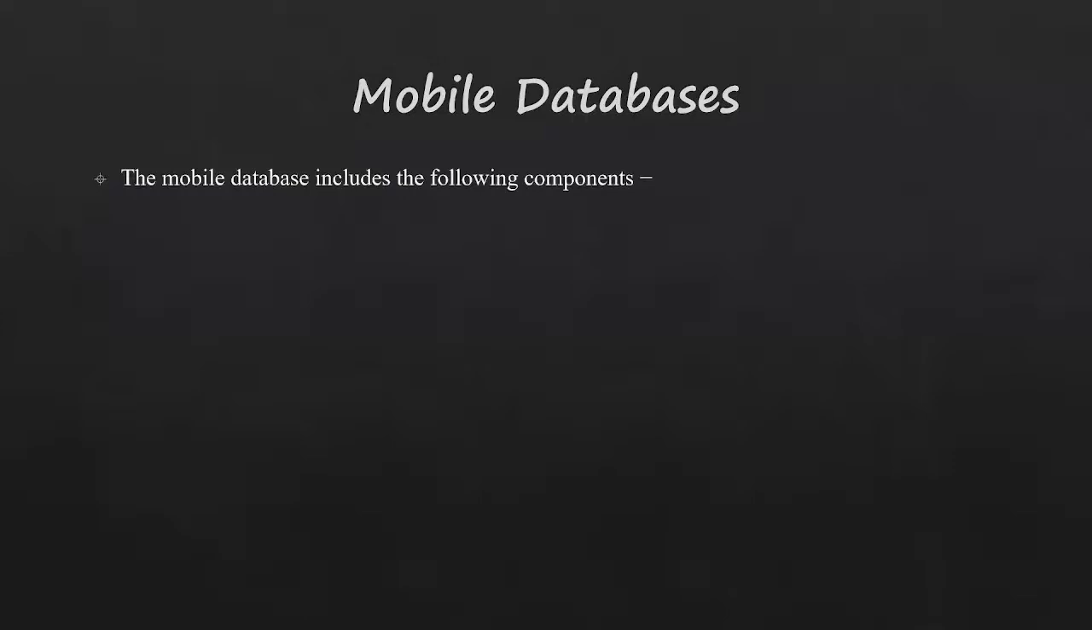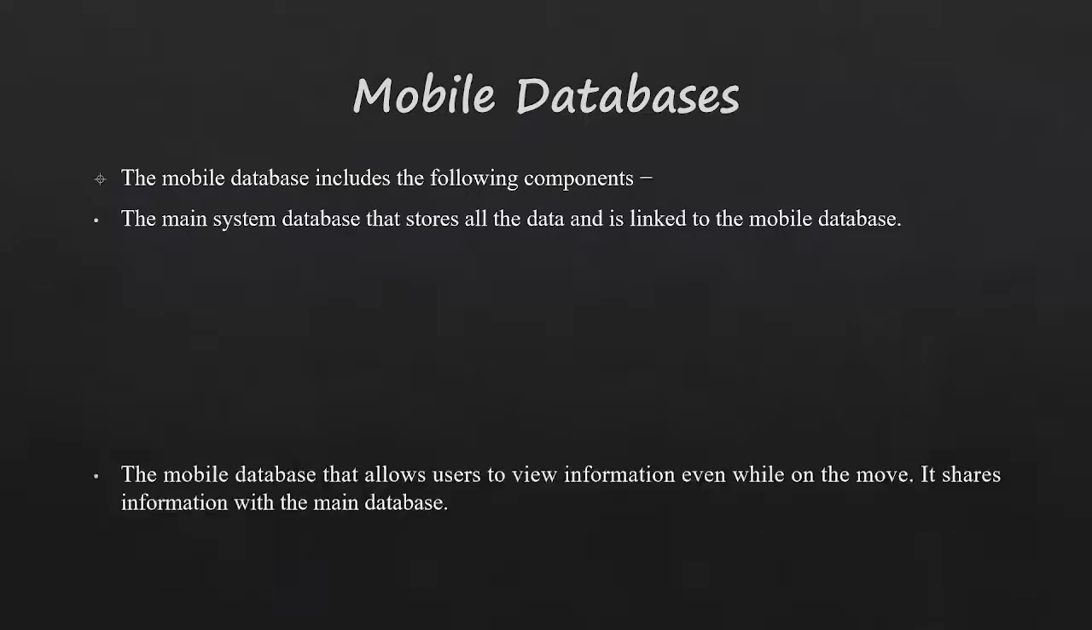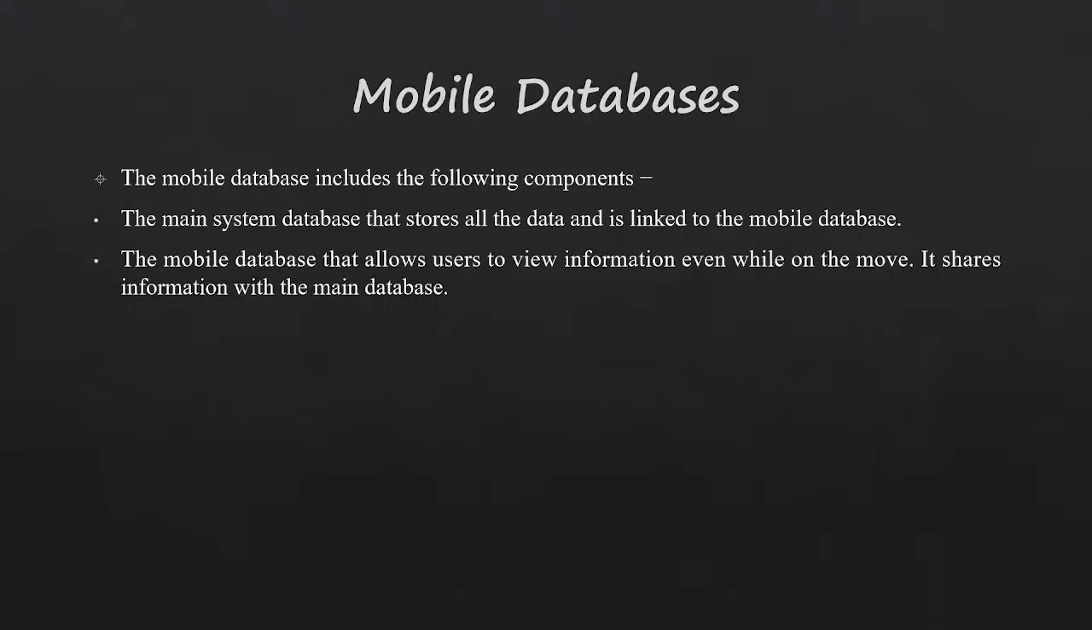And simply the mobile database includes components like the main system database that stores all the data and is linked to the mobile database. The main database has everything, and then it is linked to the mobile database. So the frequently accessed things are actually maintained there in the mobile database. The mobile database allows users to view information even while on the move. When we are searching something on a laptop or desktop, we are usually static. But on mobile, things are different. The IP address and the locations change very frequently. So it shares information with the main database.